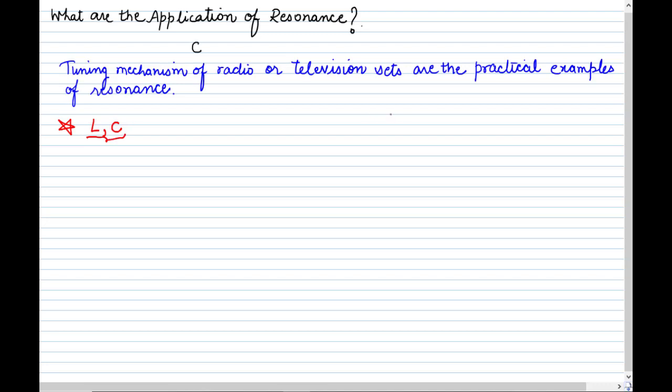If a circuit has only a resistor and capacitor, or only a resistor and inductor, such a system cannot show the condition of resonance. Whenever you talk about resonance in a circuit, the inductor and capacitor must necessarily be present. So always make it a rule that if you are talking about resonance, the L component and C component should be present.